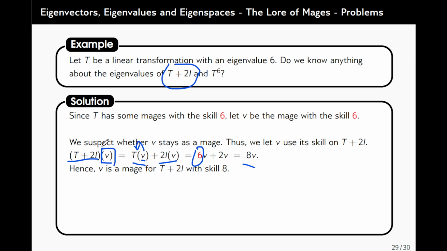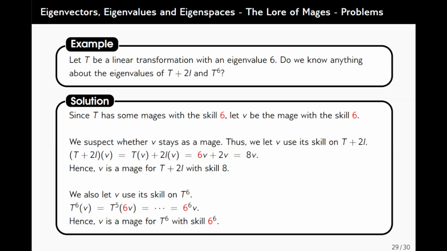You look at this: V is acting on the whole thing and turning it into 8. Hence, it's a mage for this whole thing with skill 8. Or say V is an eigenvector with eigenvalue 8. Similarly, if you have T to the power of 6, you use V again. Every single time a T touches V, you can change the T into 6. After changing 6 times, the eigenvalue is 6 to the power of 6, or the skill is 6 to the power of 6.